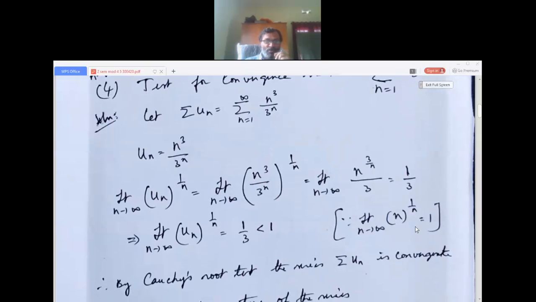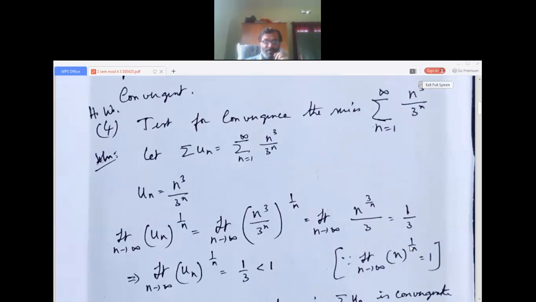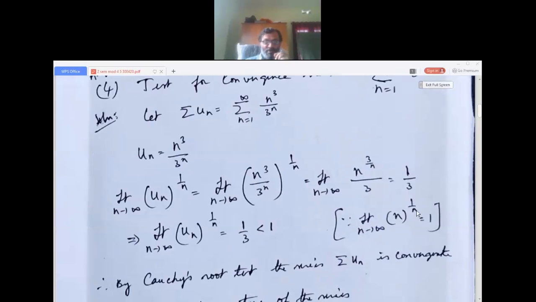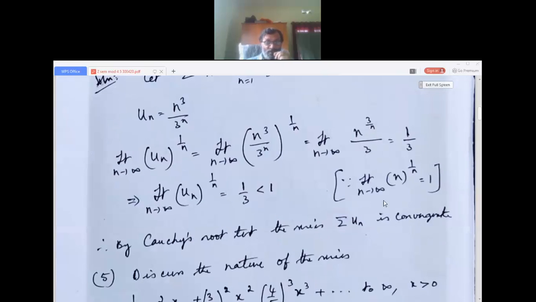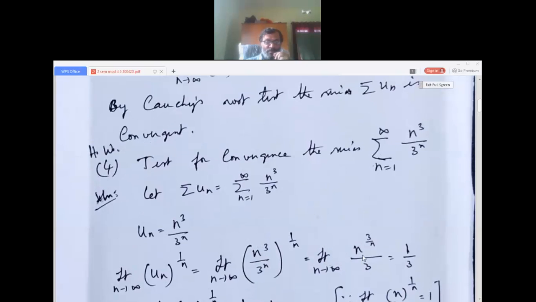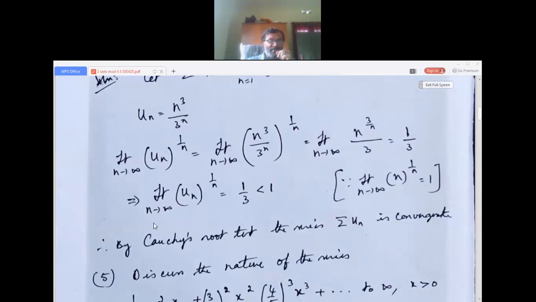Or you can also use here the formula limit n tends to infinity n power 1 by n equals 1. Using that formula, limit n tends to infinity n power 1 by n is equal to 1. 1 power 3 is 1. So 1 by 3. Okay. So here it implies limit n tends to infinity un power 1 by n equals 1 by 3.